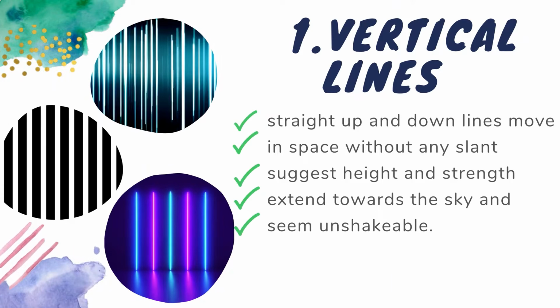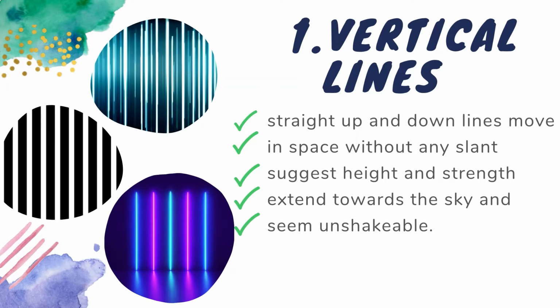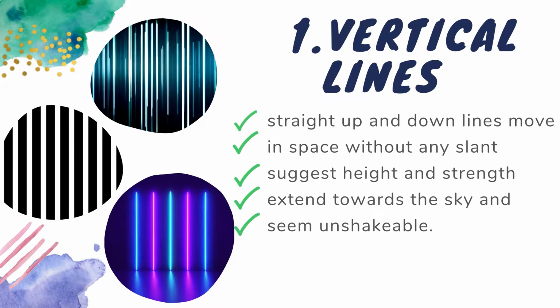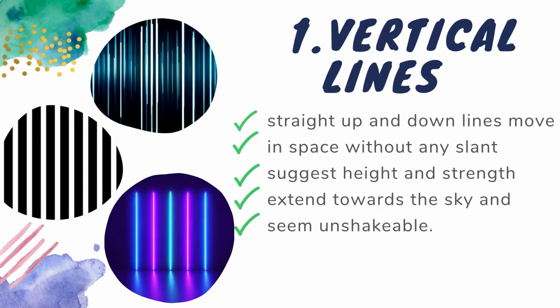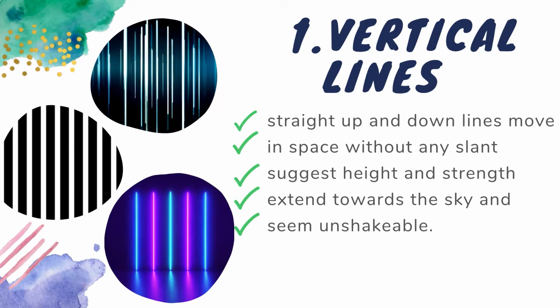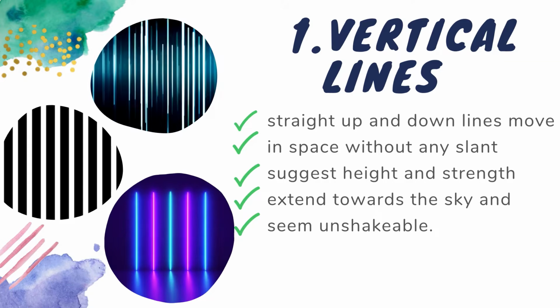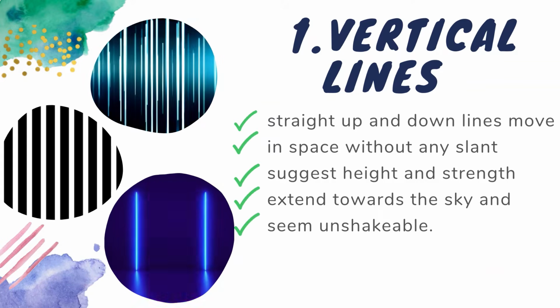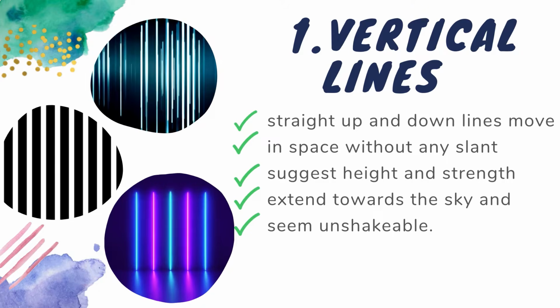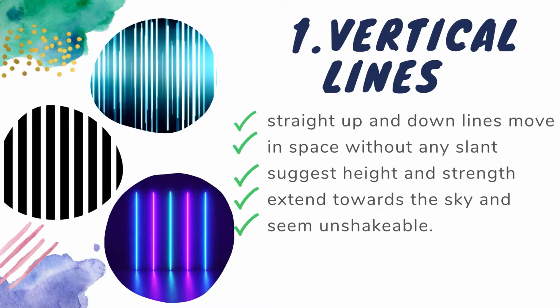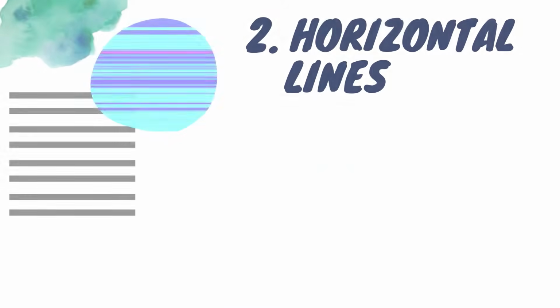Vertical lines are straight up and down lines that move in space without any slant. They suggest height and strength, extend toward the sky, and seem unshakable. These are the examples of vertical lines. Now you can draw your own vertical lines.